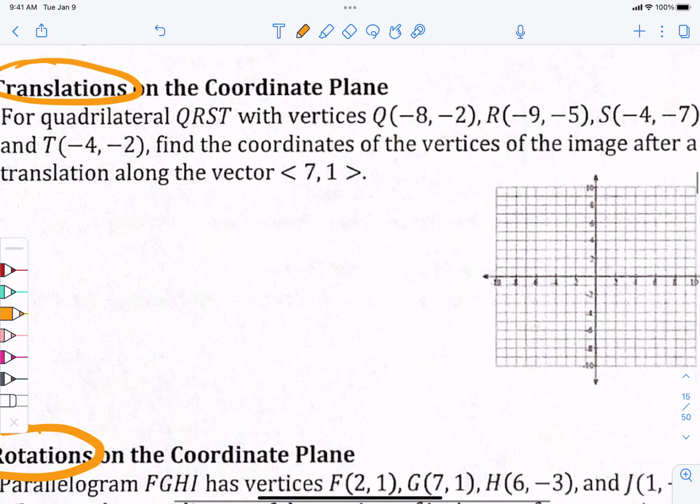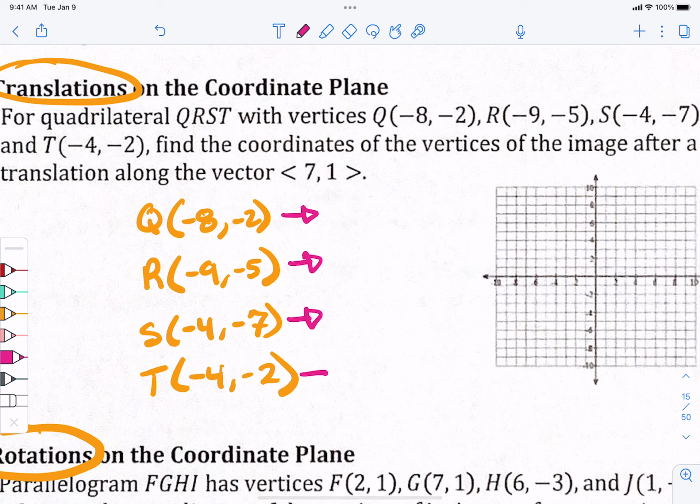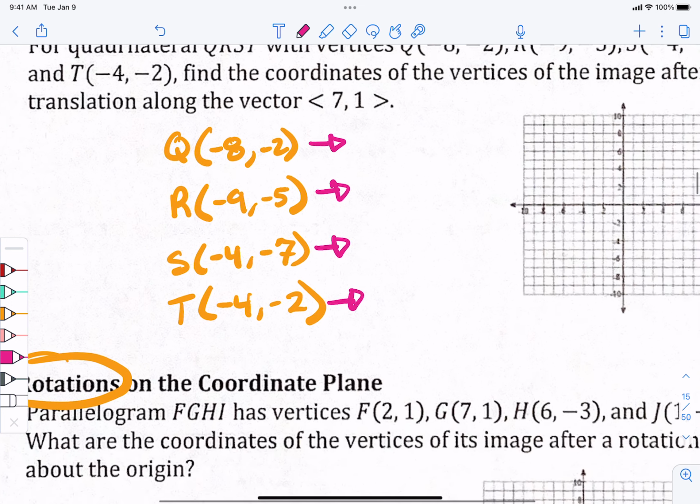This is the next one. So I'm going to write these coordinates down. Q is -8, -2. R is -9, -5. We're going to plot these. S is -4, -7. And T is -4, -2. I'm writing these down, and we're going to write what he becomes. I'm going to do this before I plot. I'm going to plot them both at the same time when we get done.